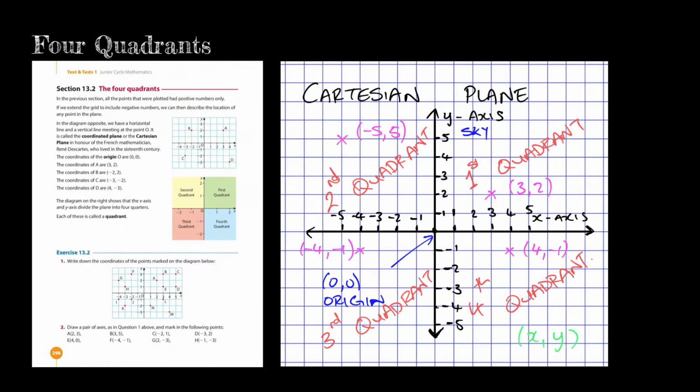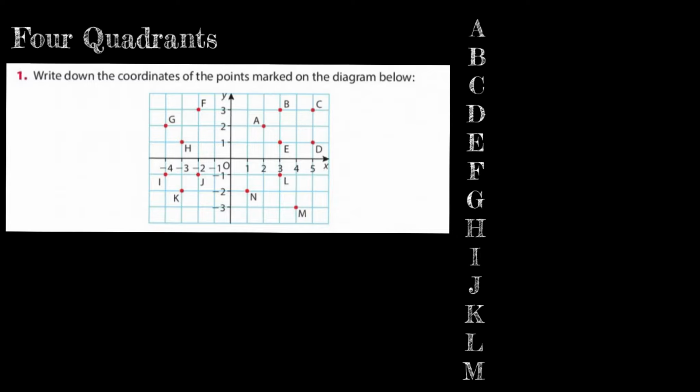Okay, so we'll skip on to the next slide, right? The next one there, what we need to do is look at the 4 quadrants, obviously. So you can see here, A, B, C, D, and E are all in the first quadrant. Okay, and I want you to take a second just to label those points.